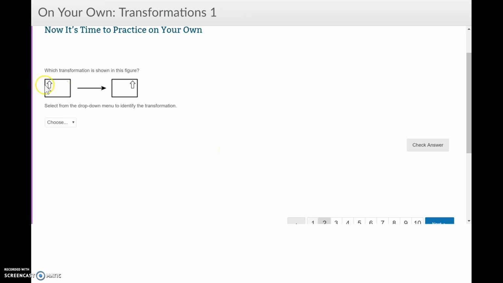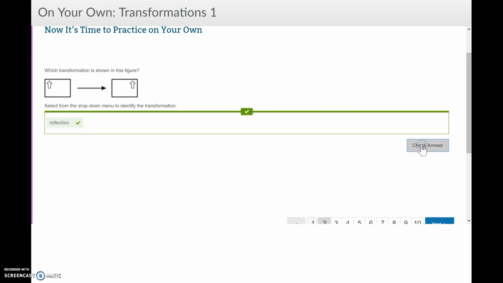All right. So once again, which transformation is shown in this figure? We're looking at that little arrow. Here it is in the left-hand corner. In the transformation, it is in the right-hand corner. Well, how would that happen? If I reflected this, if this was looking in a mirror, then that's where the arrow would be. If there was a line of reflection right here and it was reflected over it. So let's say reflection. And we're correct.